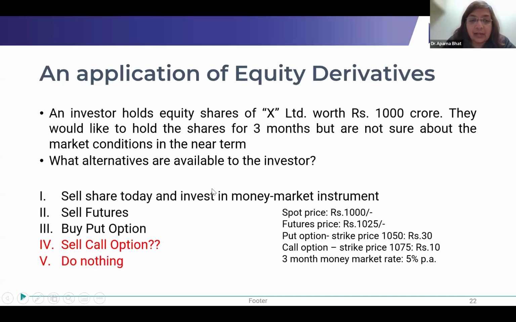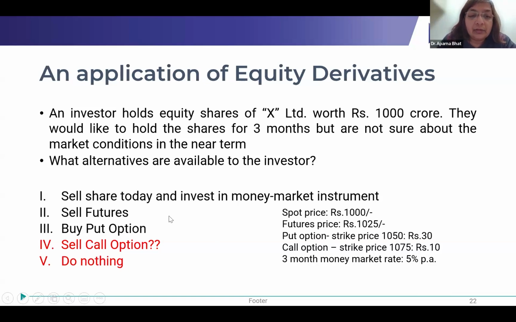So one thing is that, let's say the investor does not like the uncertainty, it doesn't know what is going to happen over the next 3 months. So one alternative is to sell the shares today itself, and whatever money they get, invest the sale proceeds in a money market instrument. Okay, let's say they can put it in a liquid mutual fund or something like that. And let's say that the money market rate is 5%. So if they sell everything today and invest in the money market, they'll get 5% per annum.